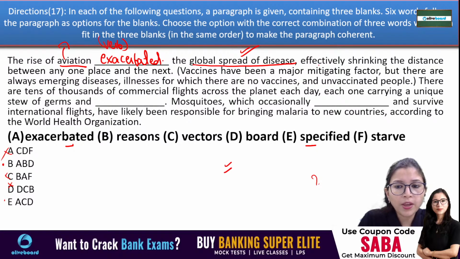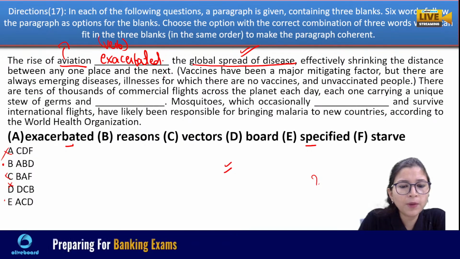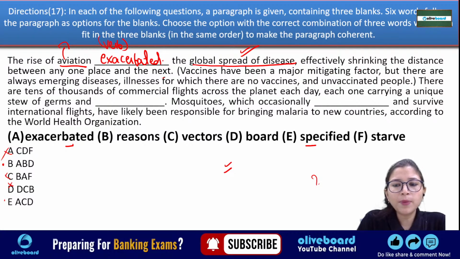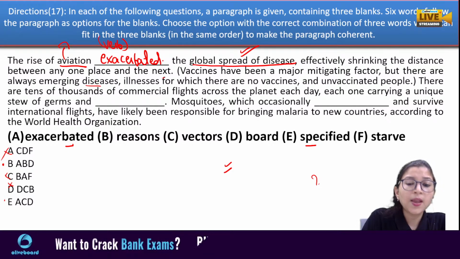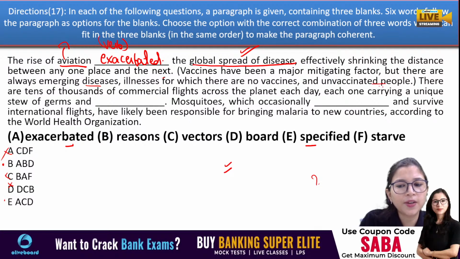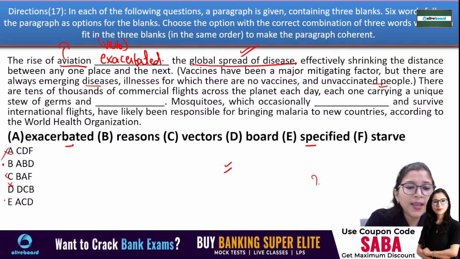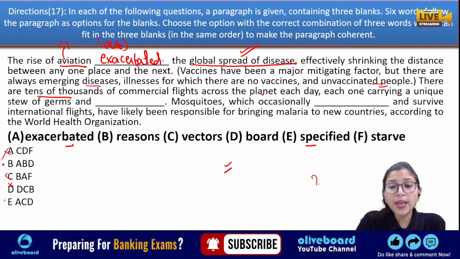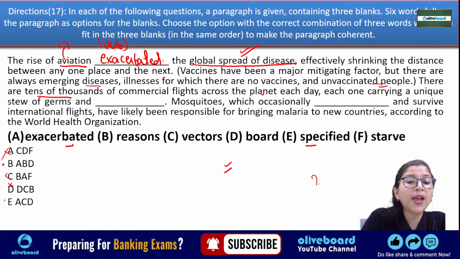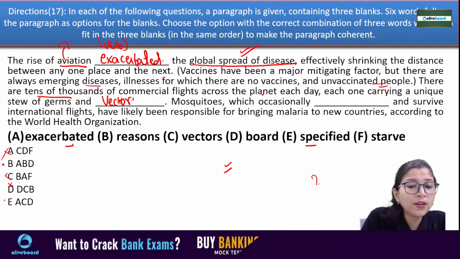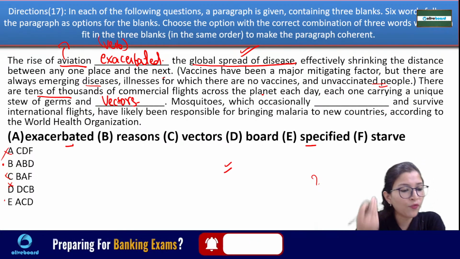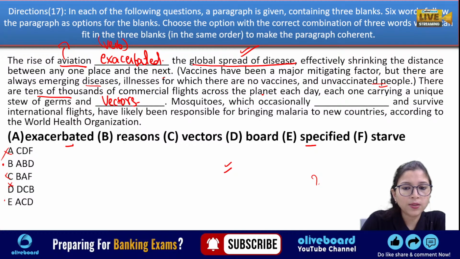Now effectively shrinking the distance between any one place and the next, because air flight की वजह से distance कम हो चुका है. Vaccines have been a major mitigating factor, but there are always emerging diseases, illnesses for which there are no vaccines, and unvaccinated people. COVID-19, best example. There are tens of thousands of commercial flights across the planet each day, each one carrying a unique history of germs and vectors. Vectors basically we call carriers of disease. These mosquitoes and all, they are considered vectors. वो लोग vectors consider किए जाते हैं, the germs or you can say virus that carries contagious disease. Okay, so all these things.